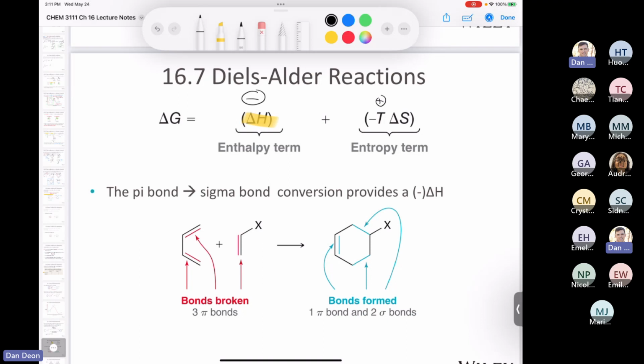And what about our delta S? Does anybody have a hunch? Is our delta S going to be increasing or decreasing? Will it be a positive or a negative value, the entropy? It's going to be decreasing, isn't it? Thanks, Audrey. Absolutely. 100% correct. Why is it going to be decreasing? Because you're taking two molecules and you're making one molecule. So we would put here negative, like this.